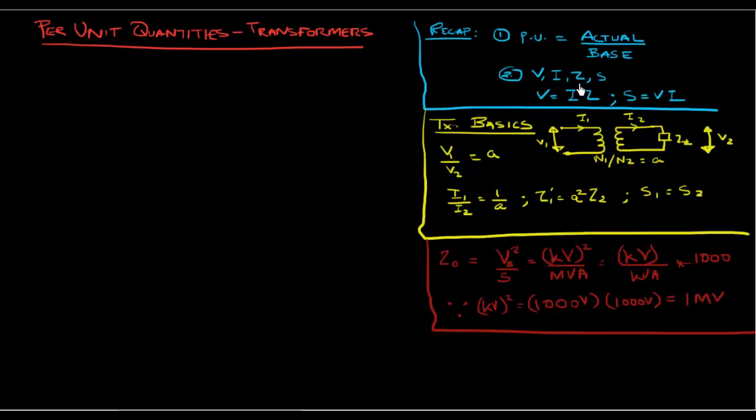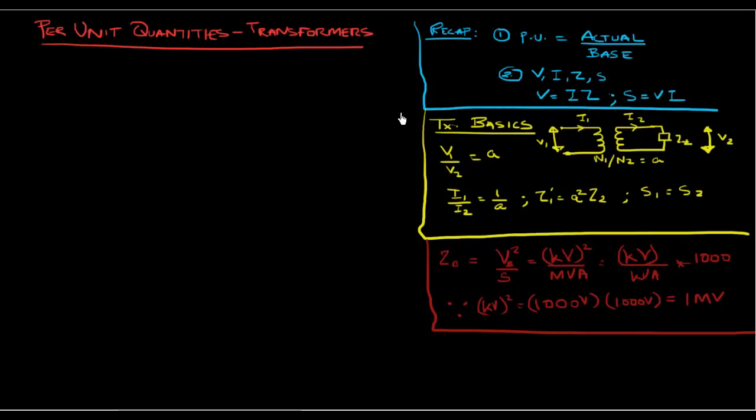We're going to be talking about per unit quantities with transformers now. We've seen the basics of per unit quantities in the earlier two videos, and we're going to talk about how to use them with transformers in this as well as the next video. And we're going to see how per unit quantities make calculations a lot easier in circuits that have transformers.